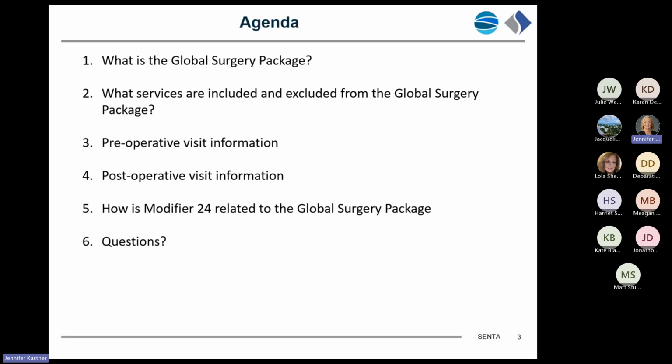During today's session, we're going to cover a few key areas related to the Global Surgery Package. First, what is the Global Surgery Package? Next, what services are included, meaning not separately billable, and excluded, meaning they can be billed separately. We're going to discuss the preoperative and postoperative visits. Then we're going to briefly discuss common modifiers that are used during the Global Surgery Package. And finally, I will turn it over to you with questions that you may have related to this topic.